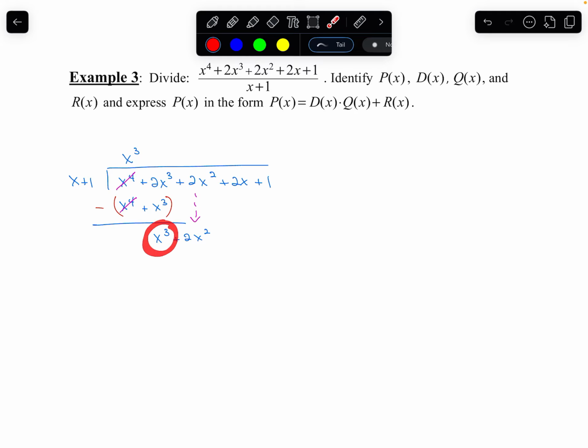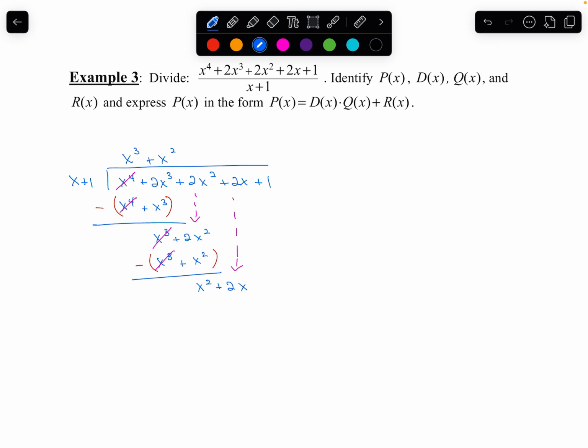So x cubed. To make x look like x cubed, I multiply it by x squared. So x squared multiplies to x and multiplies to 1. So I get x cubed plus x squared. Again, I subtract both of them. So x cubed minus x cubed, and then I have 2x squared minus x squared. So that leaves me with just x squared. Bring the next term down. Plus 2x.